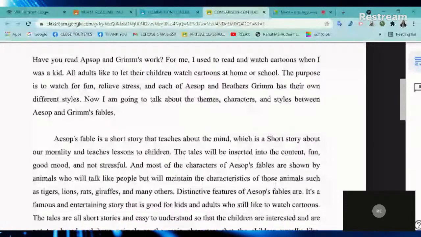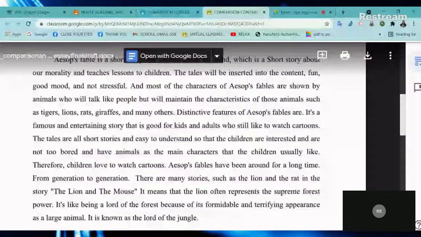Aesop fable is a short story that teaches about the mind, a short story about morality and lessons to children. The tale will be inserted with fun content and good moods, and most of the characters of Aesop fables are animals who talk like people but maintain the characteristics of those animals, such as tiger, lion, rat, giraffes, and many others.